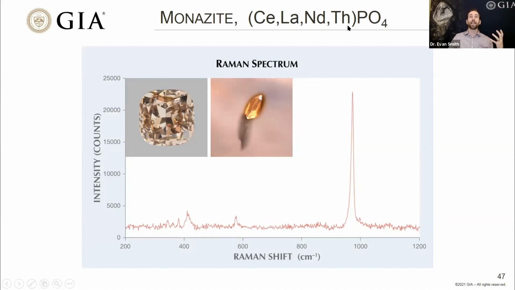So in this case, it's probably the thorium content of this monazite crystal that's causing this radiation halo, this damaged halo around this inclusion. And here you can see the Raman spectrum corresponding to monazite. This is how we were able to identify what mineral this actually is.